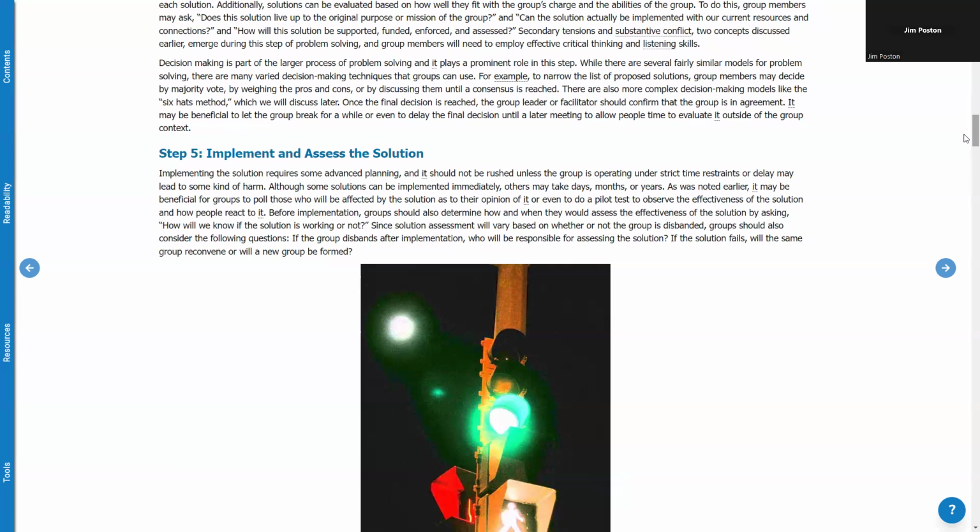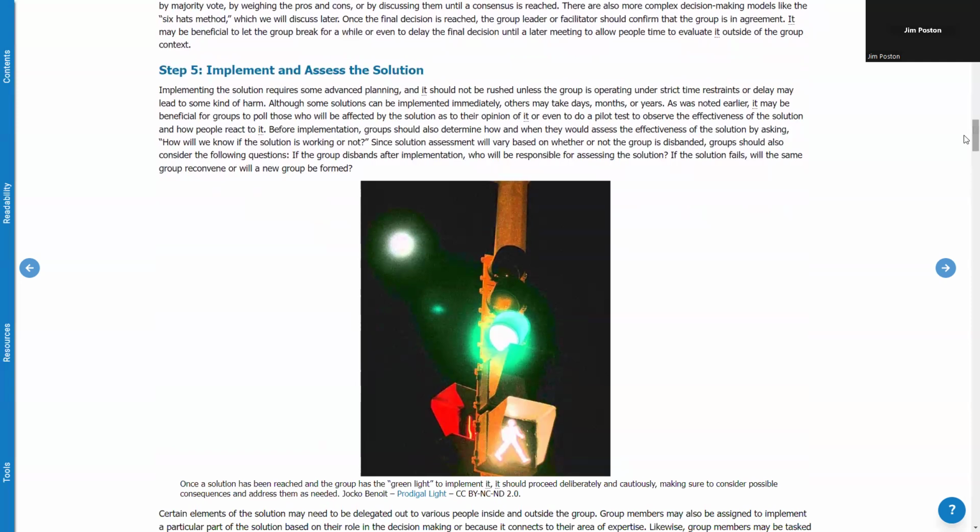Once the final decision is reached, the group leader or facilitator should confirm that the group is in agreement. It may be beneficial to let the group break for a while, or even to delay the final decision until a later meeting to allow time to evaluate it outside of the group context.